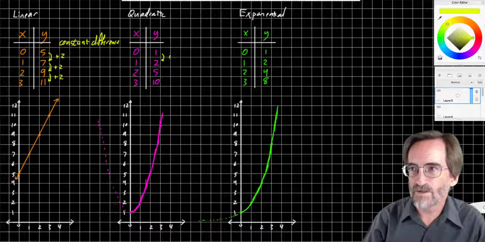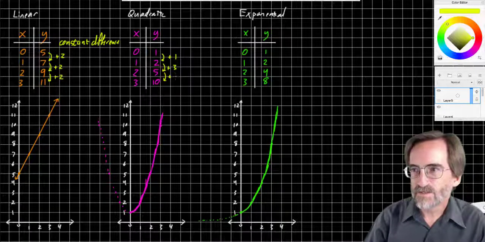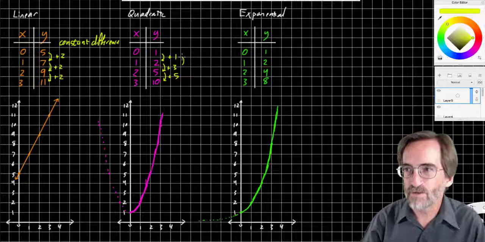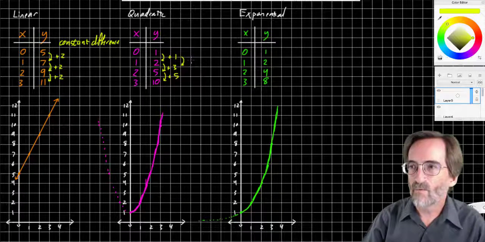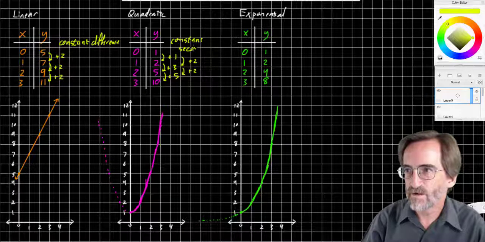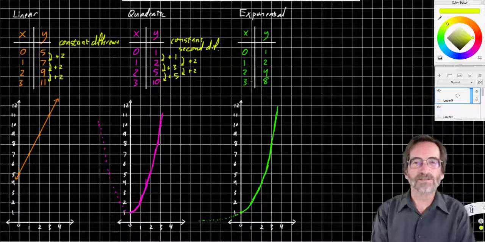Look at the first differences on the quadratic. From 1 to 2 is up 1. From 2 to 5 is up 3. From 5 to 10 is up 5. So the first differences don't tell us much, but now let's look at the differences between that. We call them the second differences. From 1 to 3 is up 2. From 3 to 5 is up 2. So a quadratic has a constant second difference.